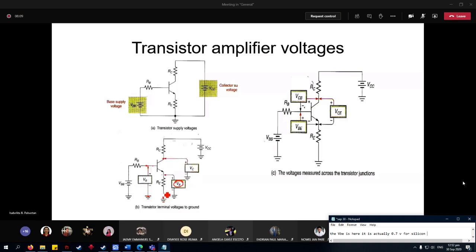When you say VC, it is from the collector to the ground. So that is the VCE and the voltage across RE. If you look at letter C, here on the right side, you have the VCE. So when you are asked for VC, it starts here at the collector up to the ground. So what is that? The VCE and the voltage across RE.